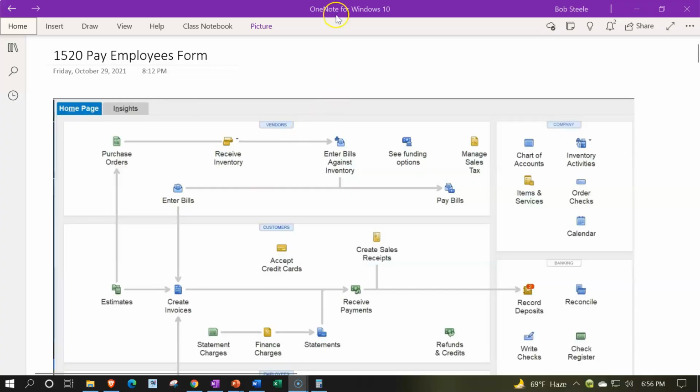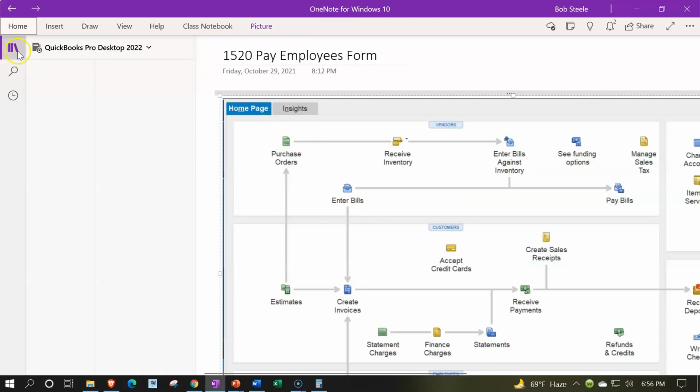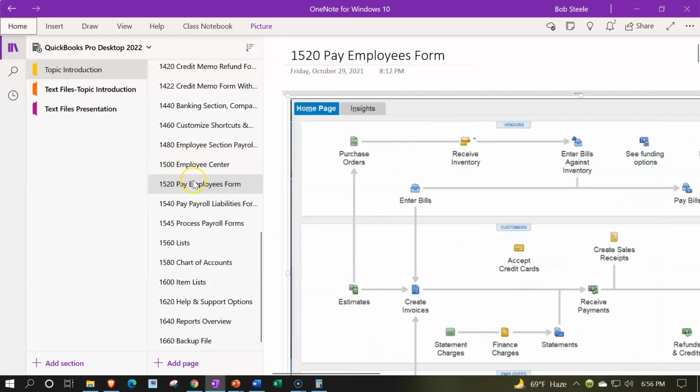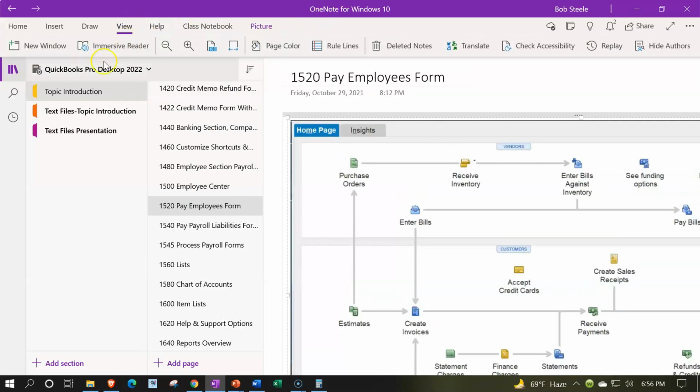If you have access to OneNote and would like to follow along, not required but if you would like to, see the icon on the left-hand side, topic introductions, 1520 Pay Employees Form. Also note, when using OneNote, take a look at the Immersive Reader tool. The topic introductions are also in the text area, same name, same number, but with transcripts that can be translated into multiple different languages and either listened to or read in them.